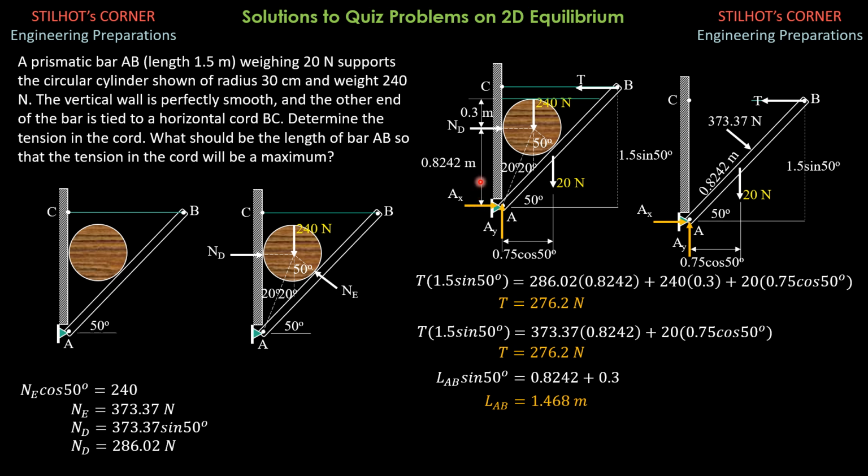So since this is already 0.8242, and that's the radius, that vertical component is equated into LAB, the new length of the prismatic bar, times sine of 50 degrees. So LAB sine 50 degrees is 0.8242 plus 0.3. So the length of AB should be 1.468 meters to maximize the tension in the cord BC. So that's it for this video.